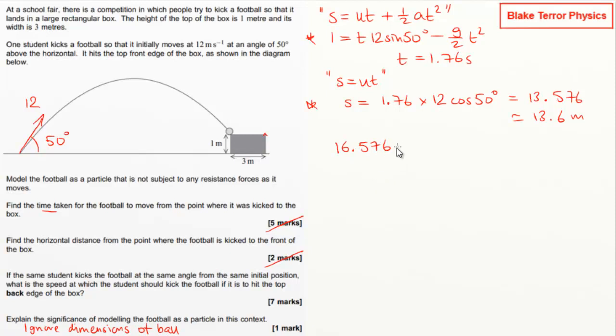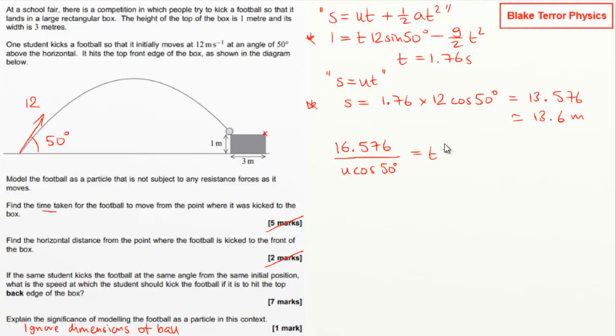16.576 is the distance. That's our S, so that's u t. We're going to want to bring t out of this to put into the other equation. So let's divide by u, which is u cos 50 degrees, because the angle hasn't changed. And that is the time it takes to hit the back edge.